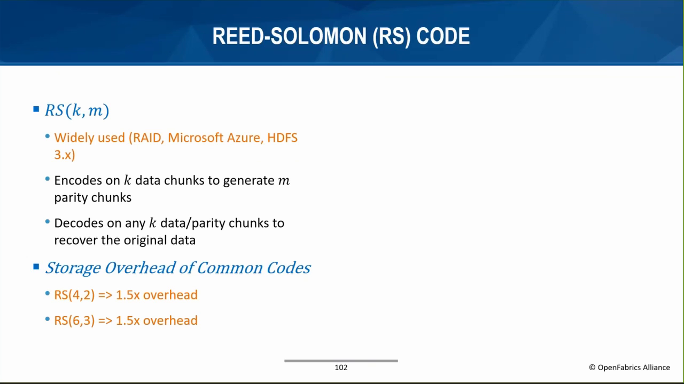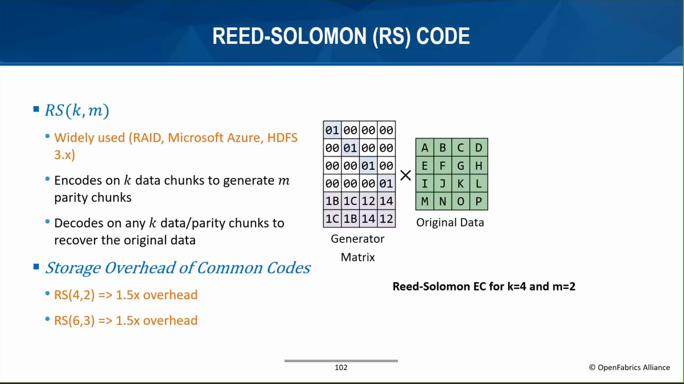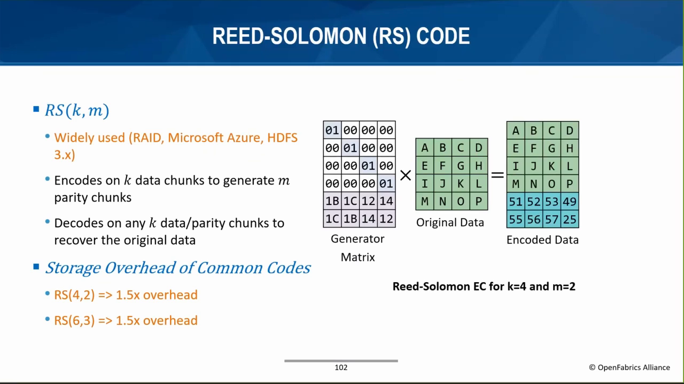Now, let me show you an example of how this works. This is an example for the Reed-Solomon code where K equals 4 and M equals 2. For encoding, the coder will use a predefined and invertible generator matrix to multiply with the 4 original data chunks, the original data matrix, as shown in this figure. The result will consist of 4 data chunks, which are the original data, and 2 parity chunks. This is the encoding.